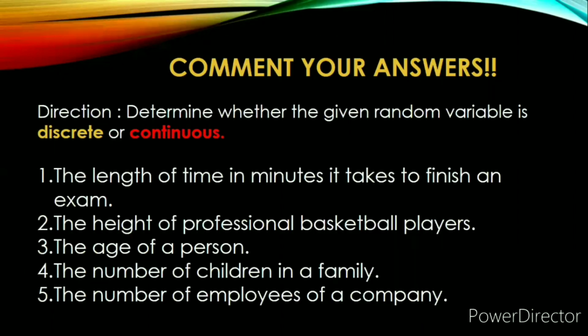Next, this time, you're going to answer the activity. Comment your answers. What are you going to do? Just determine whether the given random variable is discrete or continuous. Diyan sa comment section, just write your answer. If the 1, 2, 3, 4 items, it can be discrete or continuous. Just write number 1, discrete, number 2, continuous.